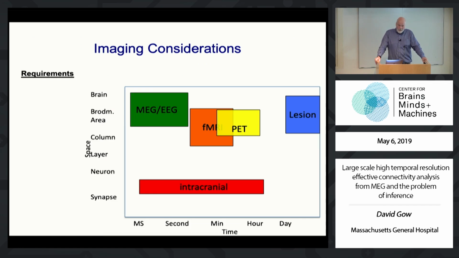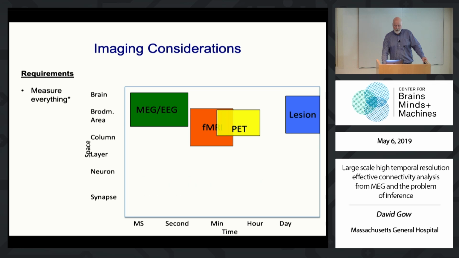Okay, so let's talk about the imaging considerations. We've got a bunch of different ways that we can think about measuring what's going on in the brain. First thing we need to do is measure everything, and unfortunately, one of the first things that eliminates is ECOG. The problem with ECOG is because we can only implant a relatively small chunk of brain, we're going to be losing a lot of information.